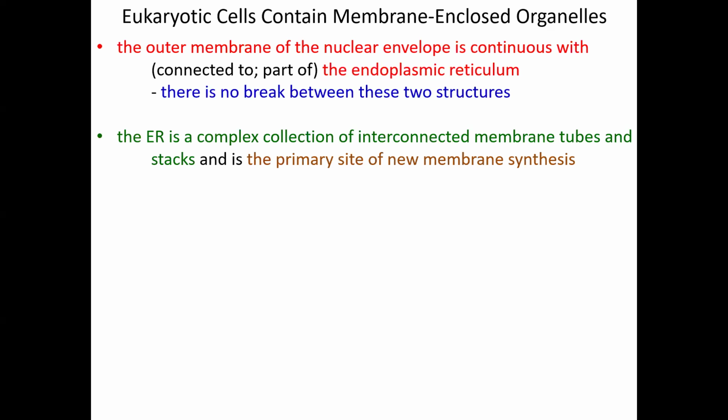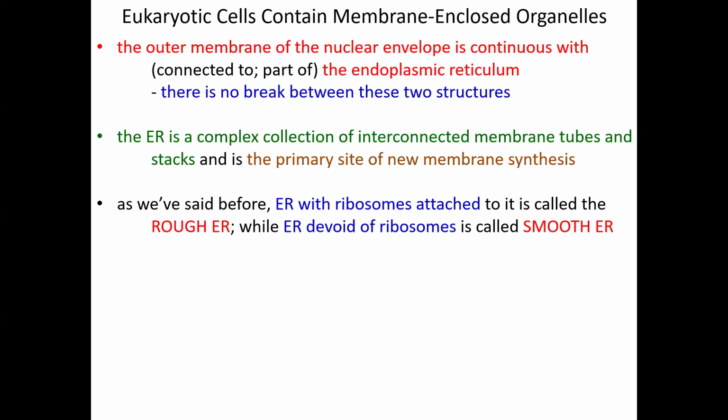And the rough ER is the primary site of protein production for proteins that are going to be inside other organelles, proteins that are going to be embedded in the cell membrane, or proteins that are going to be secreted by the cell. In fact, that's what makes the rough ER rough. The rough ER appears rough because it is coated in ribosomes, and those ribosomes are actively making those kinds of proteins.